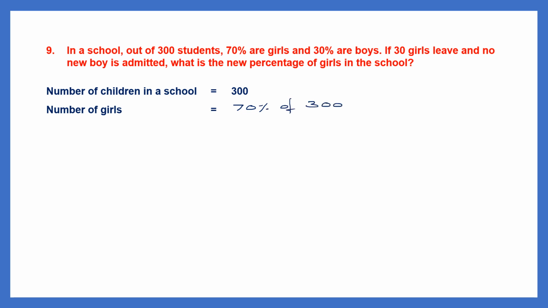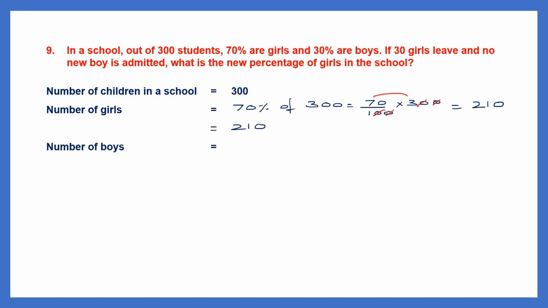That 70% are girls. So 70% of 300 means 70 by 100 into 300. So let's cancel. I can cancel 2 zeros here and 2 zeros here. Now multiply the numerators. 7 threes are 21. So add the 0, 210. So the number of girls is 210.